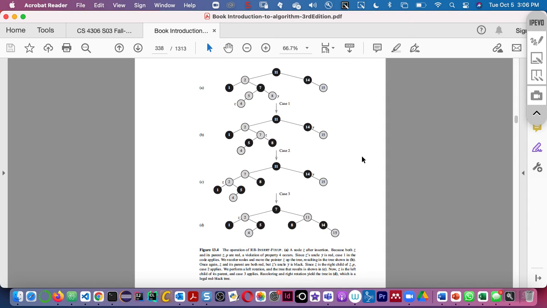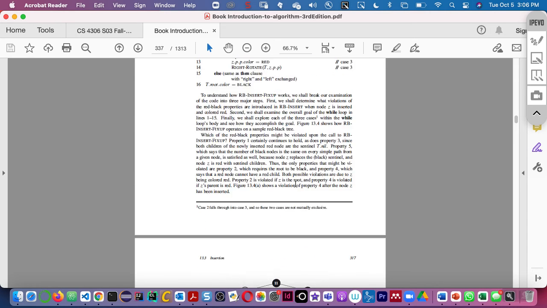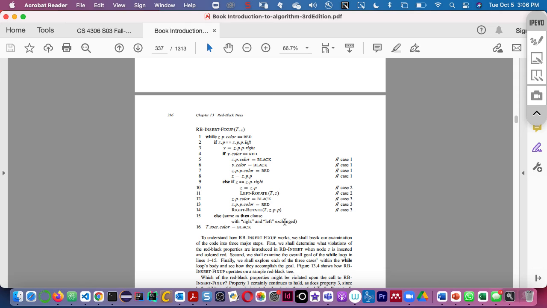You see over there? So here this is case 1, case 2, and case 3. The book has a good explanation of each case. These lines are the steps for case 1, these two lines are for case 2, and these three lines are for case 3.